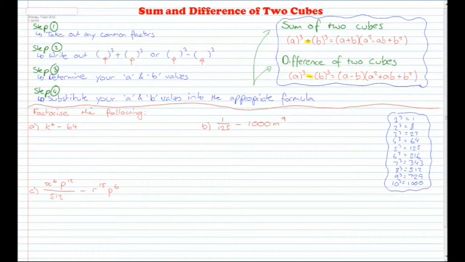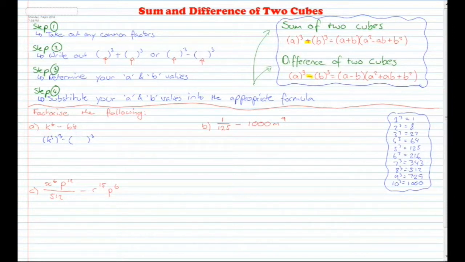Now, are there any common factors? Well, no, there's not, so what we need to do is just go through and write out our brackets. So we get something cubed minus something cubed. Now, what's going to go in here? Well, it's going to be k squared, because when you work with index laws, k squared cubed, what we do is multiply the 2 and the 3 to get to the power of 6.